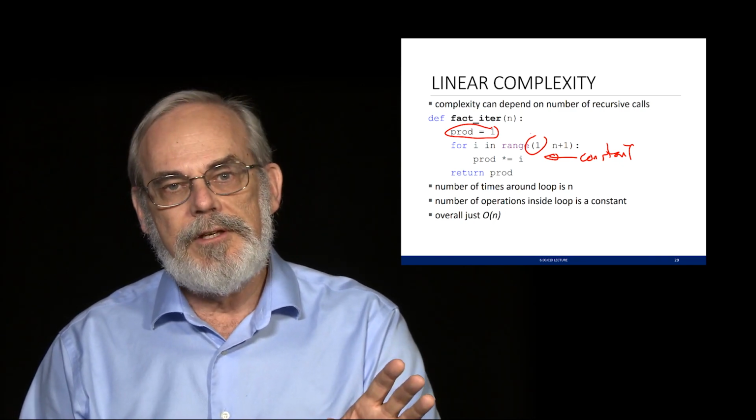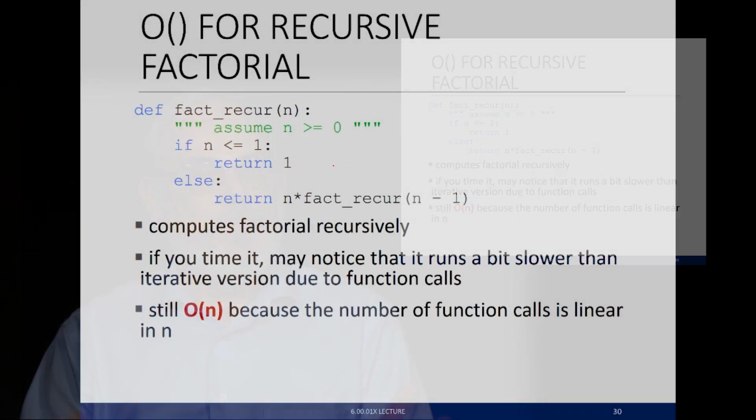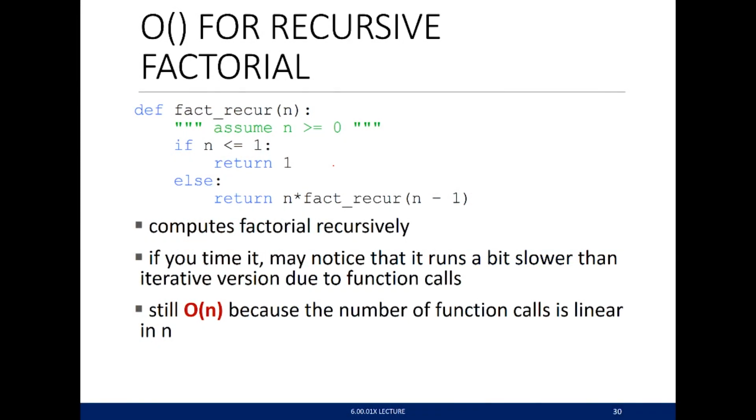Okay, we got the iterative version of factorial. What about the recursive one? Well, we've seen this as well. Remind you that the recursive version says if n is 1 or less, I return 1. Otherwise, I return a recursive call to the procedure with a smaller argument, and then when I get the result out, I multiply it by n, and I return that as a value.